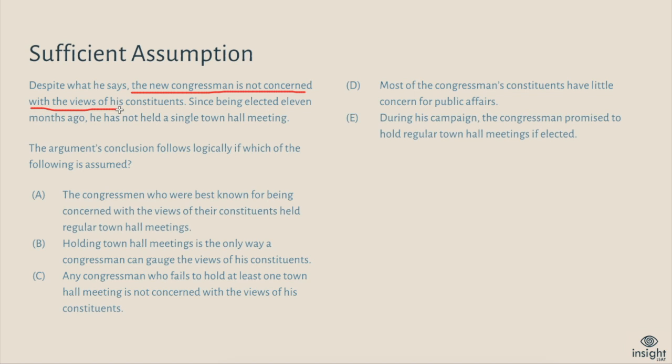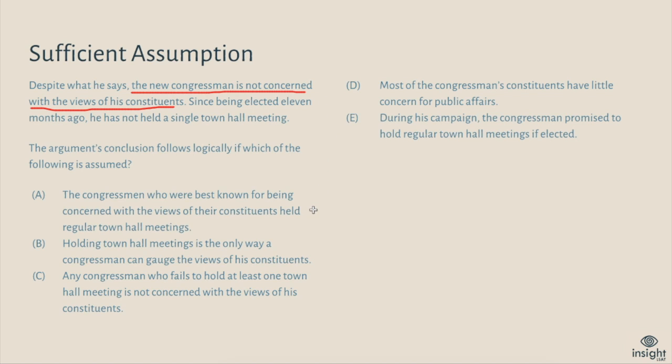And do you see a gap between this bit about town hall meetings and being concerned? One of the support talks about the kind of meetings he's holding or failing to hold, and the conclusion is about his state of mind. Now, you might make that jump immediately, but it's not about the exact same thing, so there's a bit of a gap there. Let's see which answer choice fills that gap.